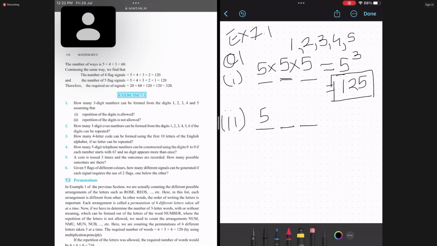But the second digit, now let us suppose that we used 4, right, to fill the first digit. Let us suppose the number that we chose was 4. Now we cannot use 4 because repetition is not allowed. The choices that we are left with are 1, 2, 3, and 5, which are 4.